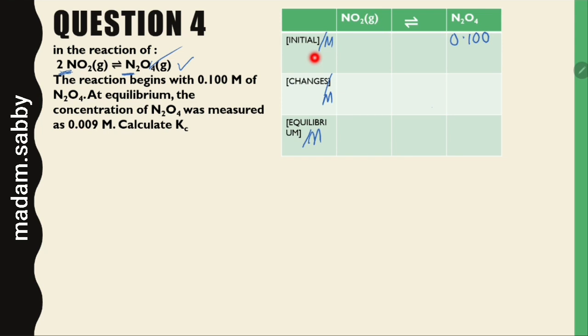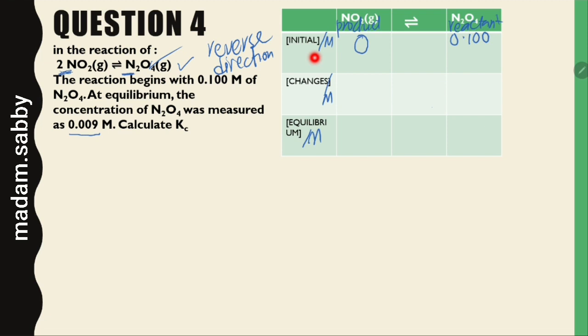So that means instead of proceeding in the forward direction, this reaction takes place in the reverse direction. Now your NO2 is the product instead of the reactant, and N2O4 is our reactant. So our NO2 initial concentration is 0, because they give you no information at all about NO2 concentration, so assume that's 0. At equilibrium, the concentration of N2O4 was measured as 0.009 molar.